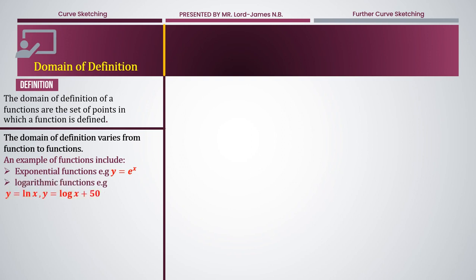Another type of function is logarithmic functions. As you can see, that's an example of a logarithmic function. We have y equal to ln of x, which is the natural logarithm. The special case, ln of x, is the logarithm of x in base e. So they actually represent the same thing. We also have y equal to log x plus 50.